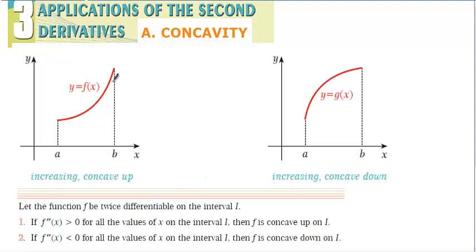And how do we understand whether it's concave up or concave down? Here it is written: if the second derivative is greater than 0, it is concave up. If the second derivative is less than 0, it is going to be concave down.